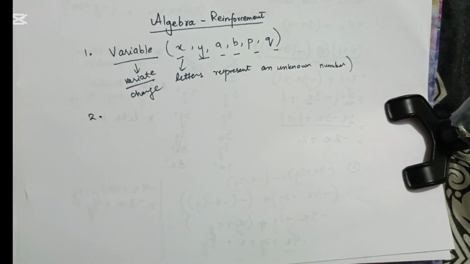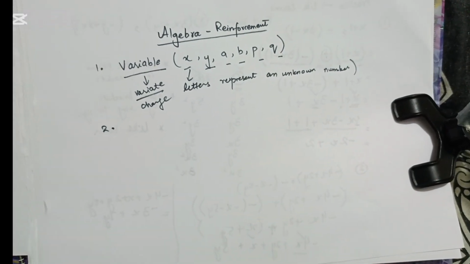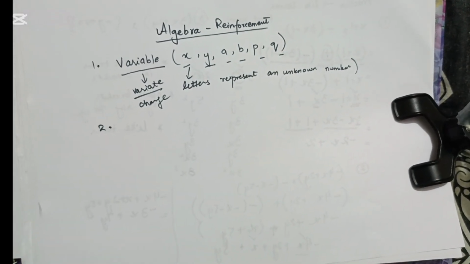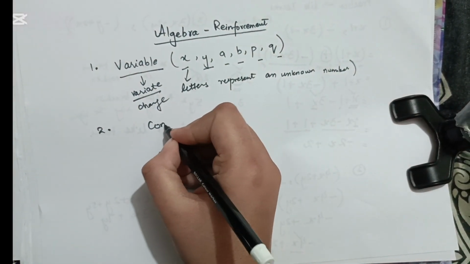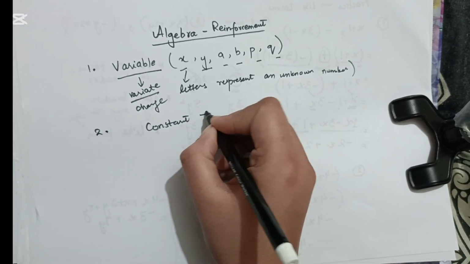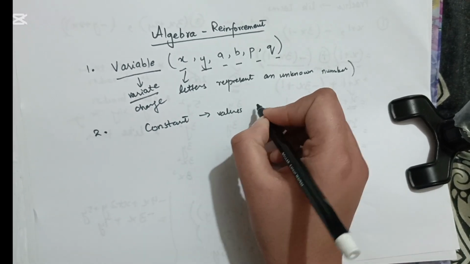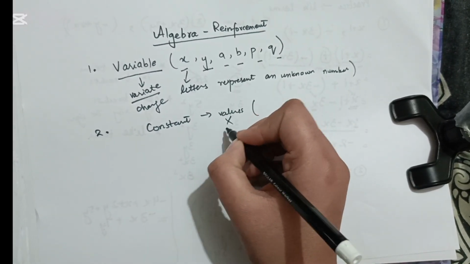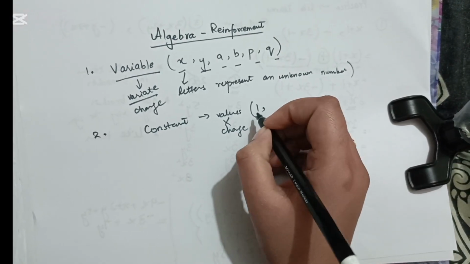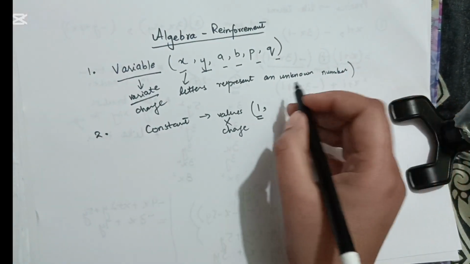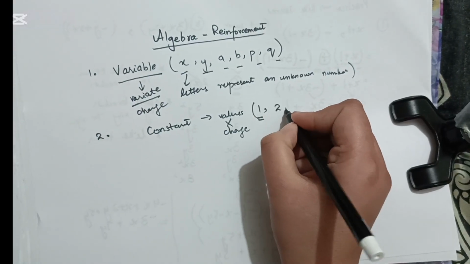Secondly, here is our next term. This is what you have done in previous grades as well. The second thing is constant. Constant means that this value doesn't change, right? If I write 1, 1 means 1. We cannot write 1 equals 2, 1 equals 3, because 1 is 1, 2 is 2, 3 is 3.